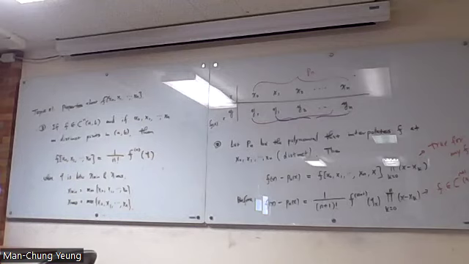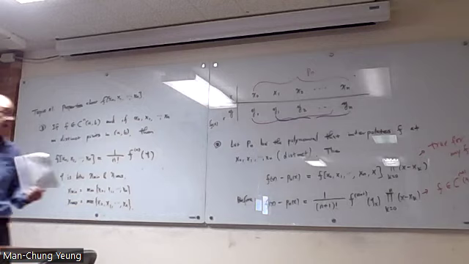There are some other properties in the book, but we don't need those, so I only present these three. Now the second topic, Hermite interpolation.